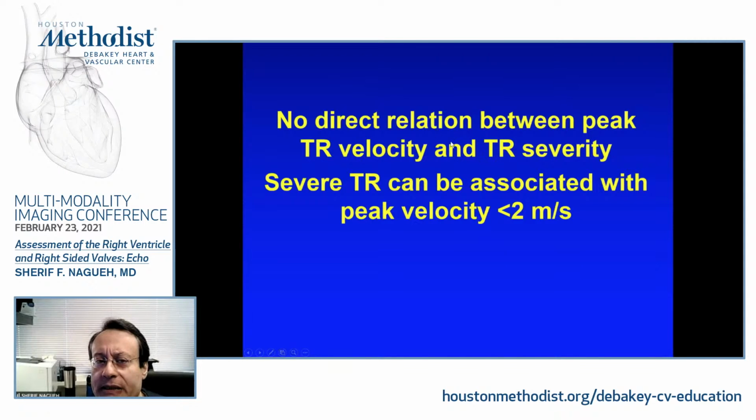One point of note to make is there is no direct relation between peak TR velocity and TR severity. Many readers think that if the peak TR velocity is high, then TR severity is high. On the contrary, severe TR in the absence of pulmonary hypertension or a significant degree of pulmonary hypertension can be associated with peak velocities less than 2 meters per second.